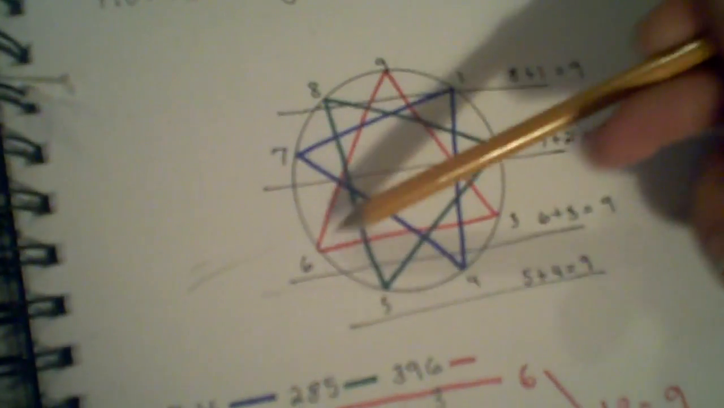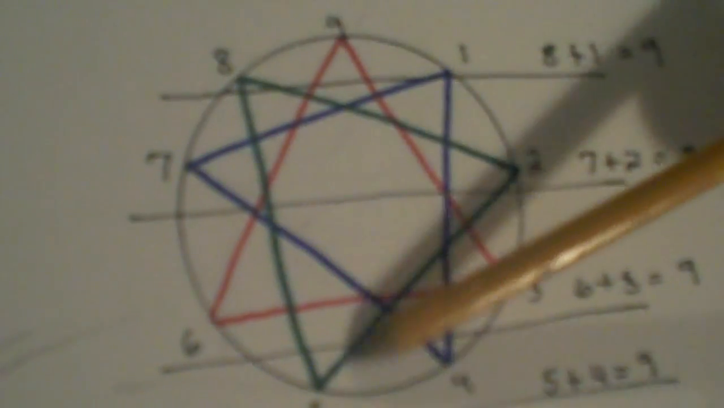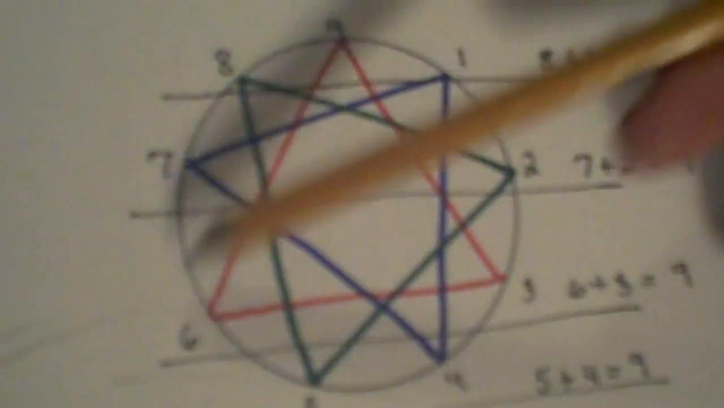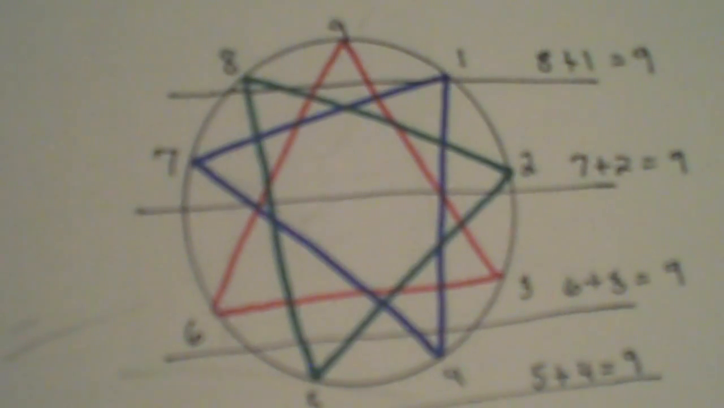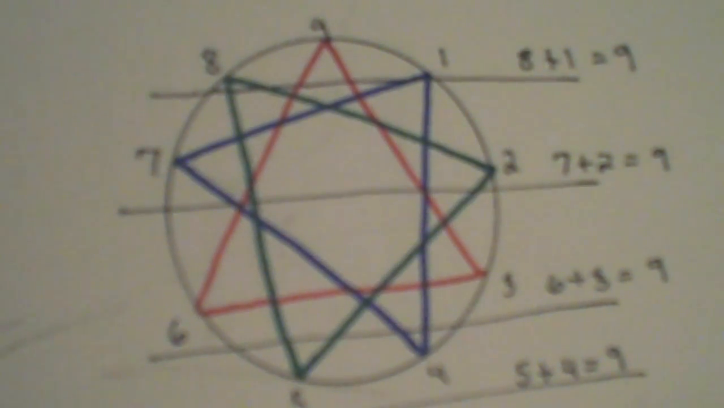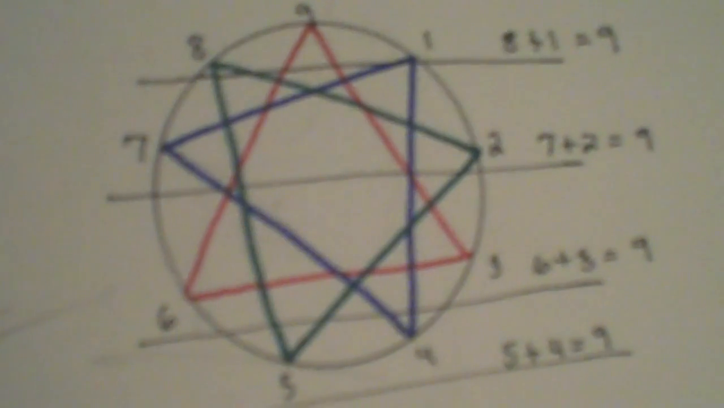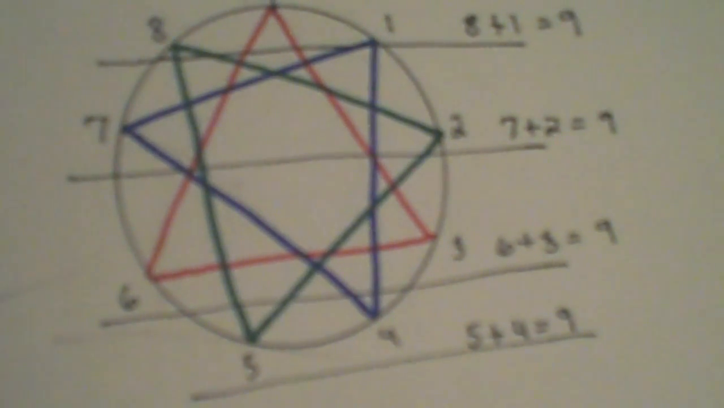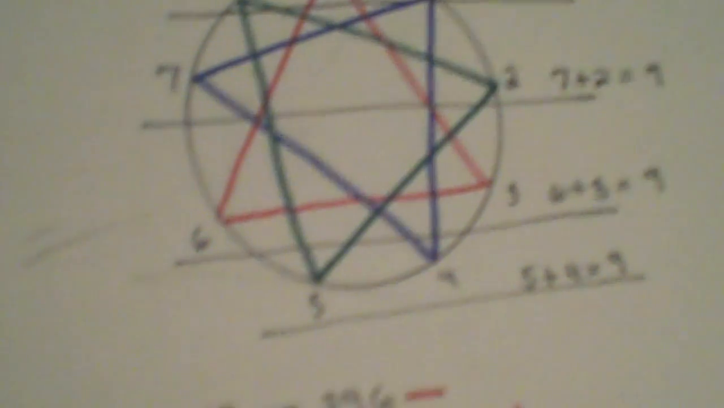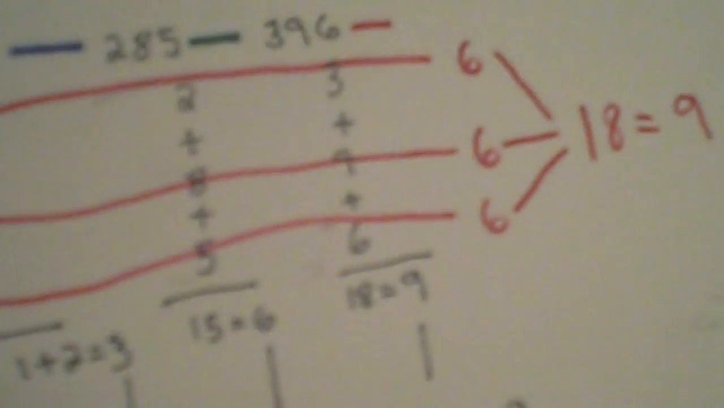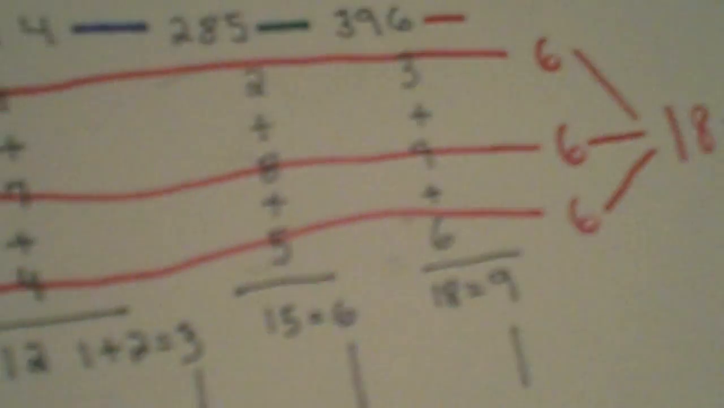9, 3, and 6 are in a perfect triangle. 2, 8, and 5 break up into a perfect triangle. 1, 7, and 4 break up into a perfect triangle. 3 of the digits equal 3. 3 of the digits equal 6. 3 of the digits equal 9. Makes 18. Yeah, 18. So, bam, 18 was the digit.